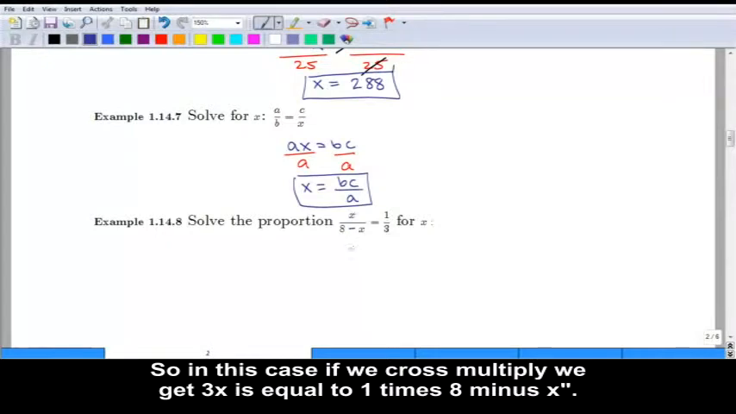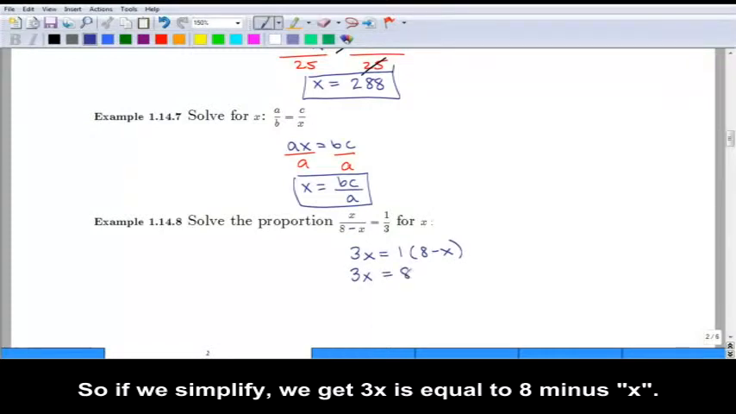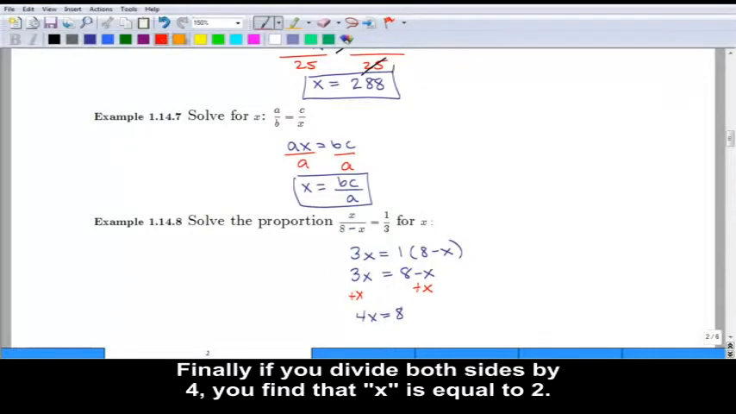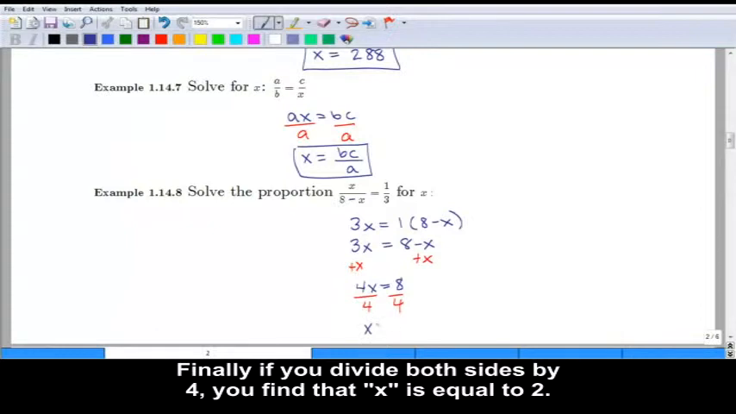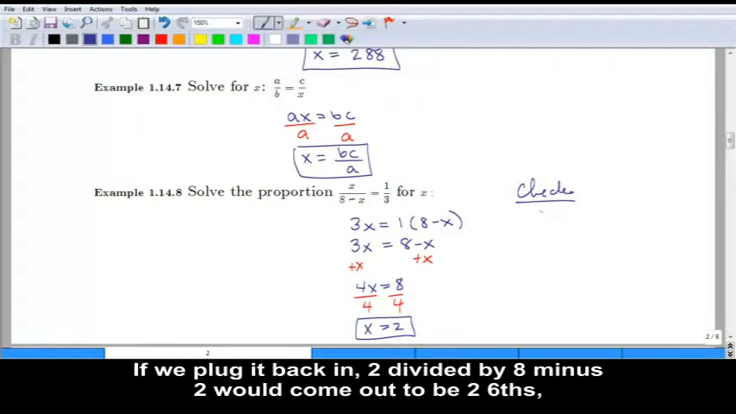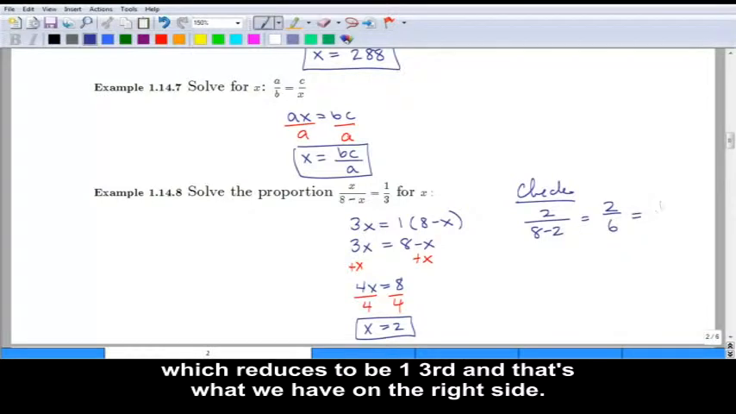So in this case, if we cross multiply, we get 3x is equal to 1 times 8 minus x. So if we simplify, we get 3x is equal to 8 minus x. Let's add this x to both sides, and we end up with 4x is equal to 8. Finally, if you divide both sides by 4, you find that x is equal to 2. And we can check ourselves over here. If we plug it back in, 2 divided by 8 minus 2 would come out to be 2/6, which reduces to be 1/3, and that's what we have on the right side.